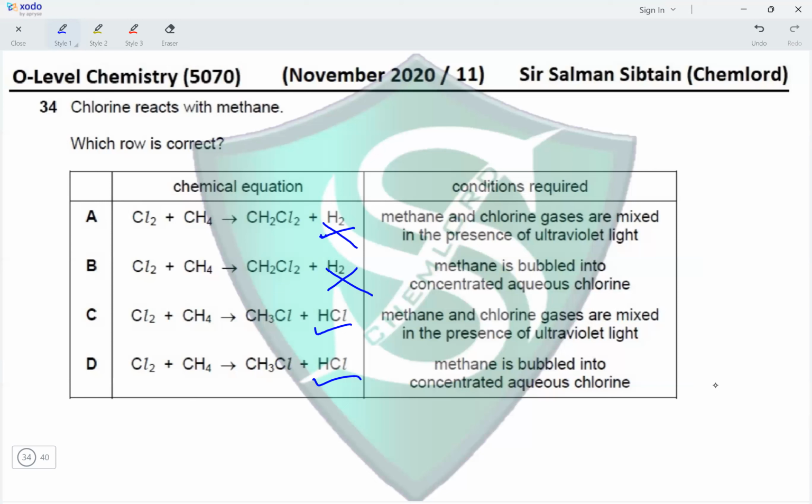Okay, now C, the conditions required for chlorination. Methane and chlorine gas are mixed in the presence of ultraviolet light. Yes. And in D, methane is bubbled into concentrated aqueous chlorine. No. UV light is needed for this reaction to happen. So this makes option C the correct option for this question.